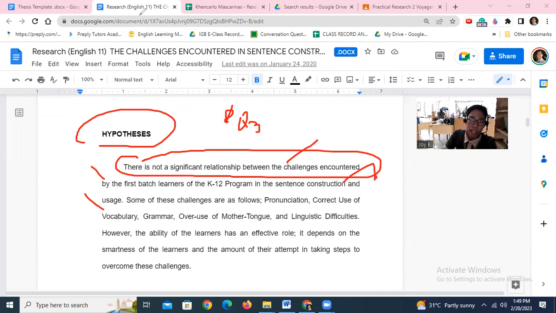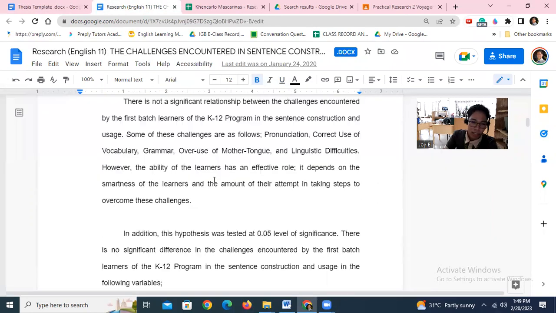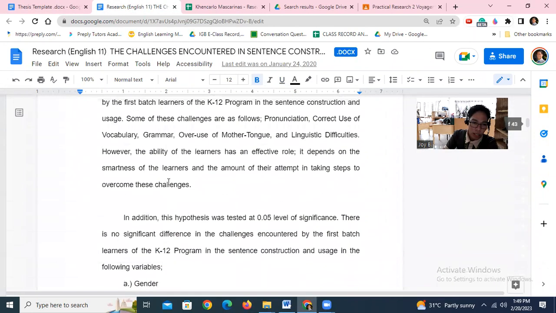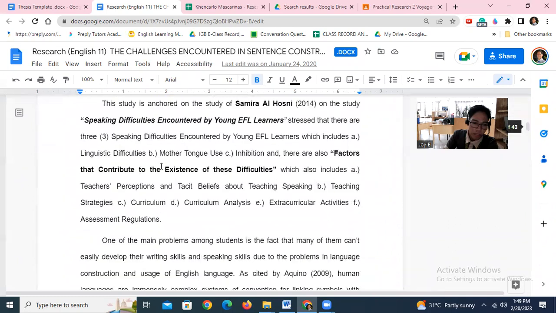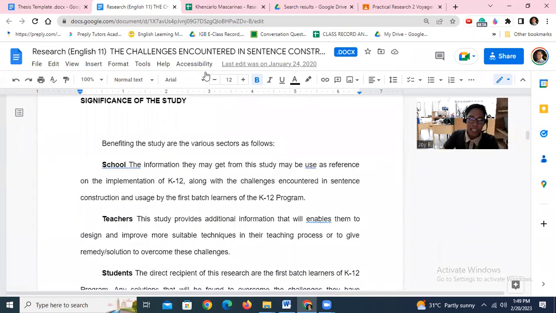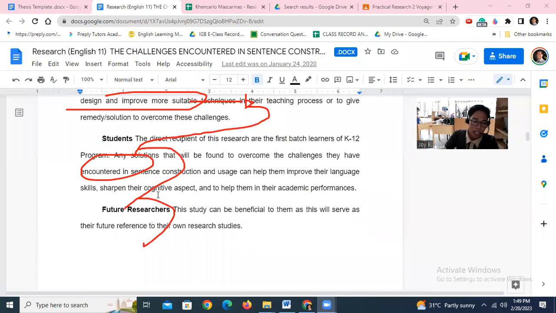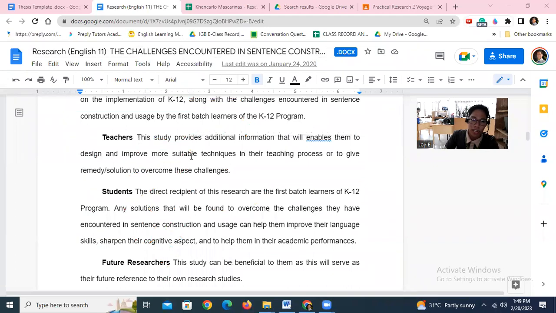And then, yung pang-apat is, meron tayong significance of the study. So the same din dito. Okay, theoretical framework. So significance of the study, meron tayo dito. Okay, first one is the school. Ano ba ang significance? Remember, pag sinabing significance, it talks about the importance. Ano ba ang kahalagahan ng iyong research sa school, sa teachers, sa students, at most especially is sa ating future researchers. Okay, one more time.